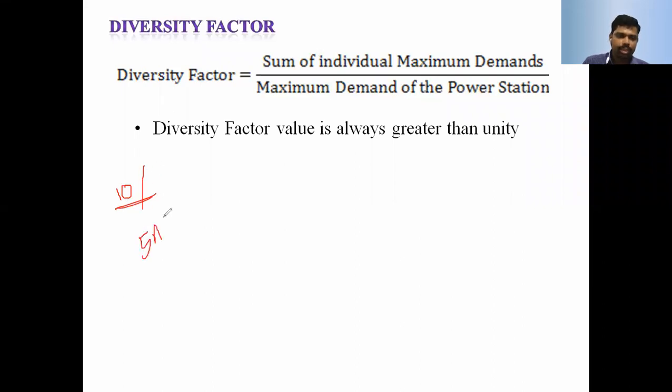The first distribution area is connected for 5 megawatt. The second distribution area is connected for 15 megawatt. And the third area is connected for 30 megawatt.